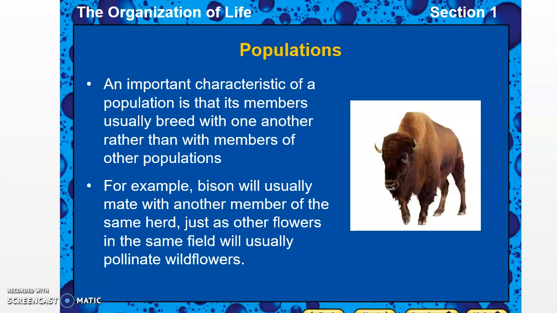So a bison will mate with another member of the same herd, but they're not necessarily going to go out and find a new herd to mate with. Flowers in the same field pollinate because they're in close proximity. They're not necessarily going to go and pollinate with flowers that are 100 miles away.